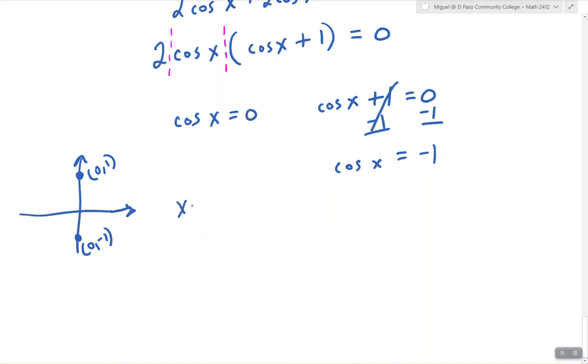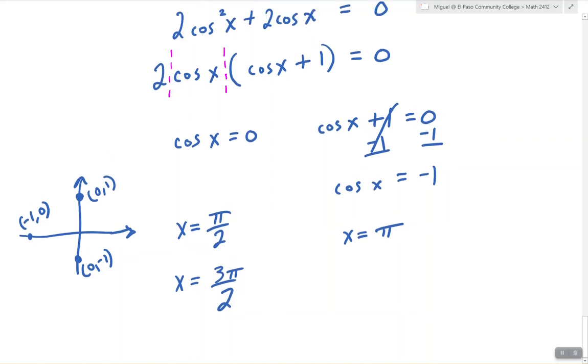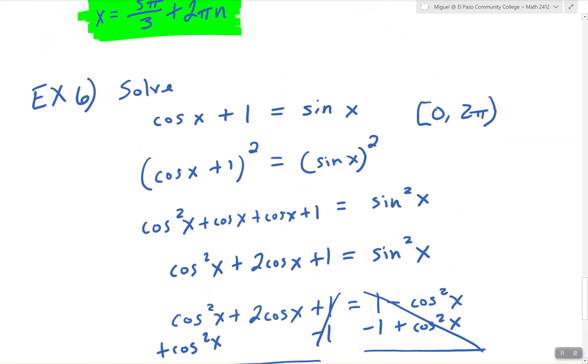So I'm going to have x equals pi over 2 and 3 pi over 2. All right, what about -1? Pi. Okay, good. Now, there's one more thing we have to check here, because we squared both sides. Let me write this down up here.